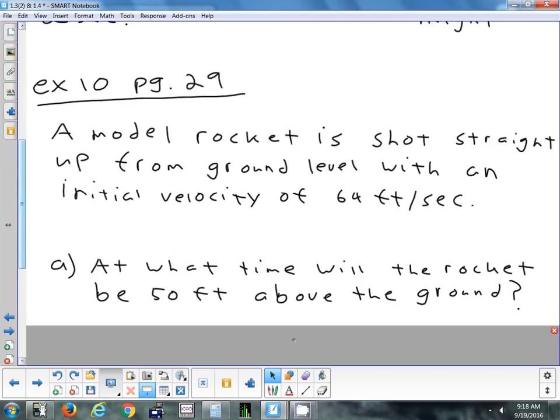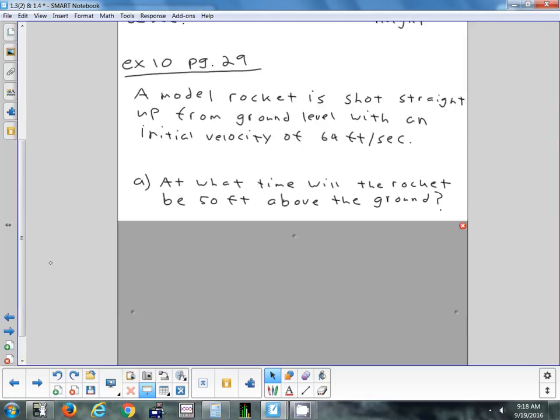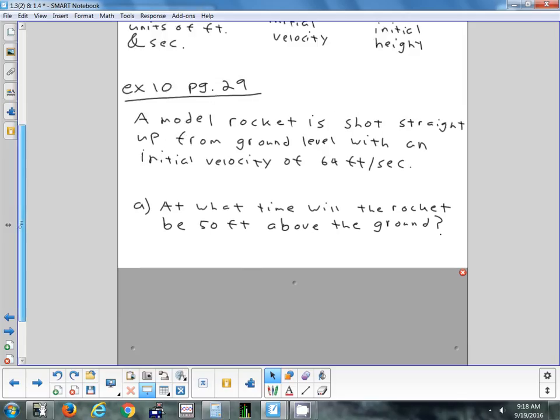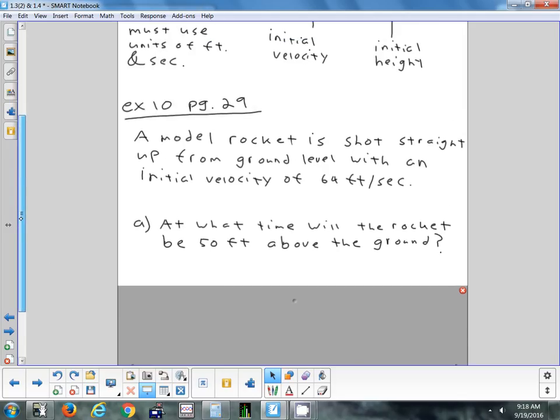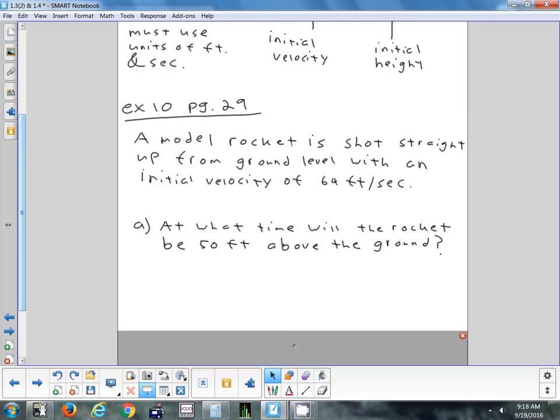I want to know at what time will the rocket be 50 feet above the ground? Remember, the rocket's going up, so at some point it's going to be above 50 feet, then it's going to hit its maximum, and then it's going to start to come back down. So the rocket's going to be above 50 feet for a certain amount of time, maybe between 2 seconds and 3 seconds or something. That's what we're going to solve for.